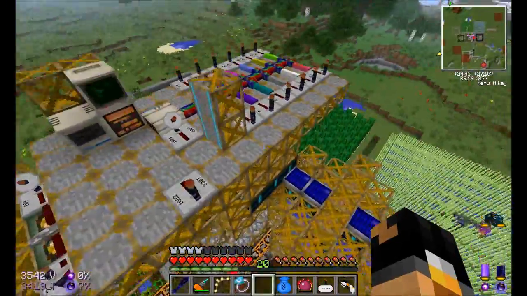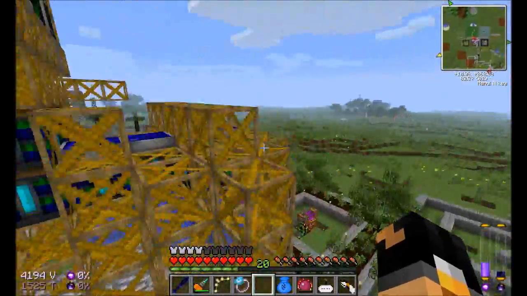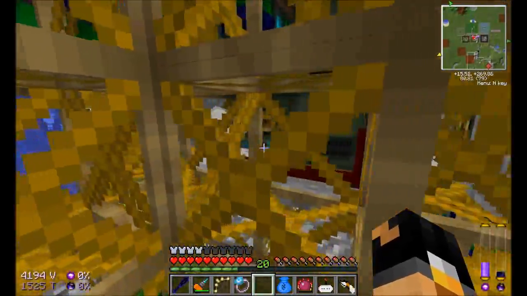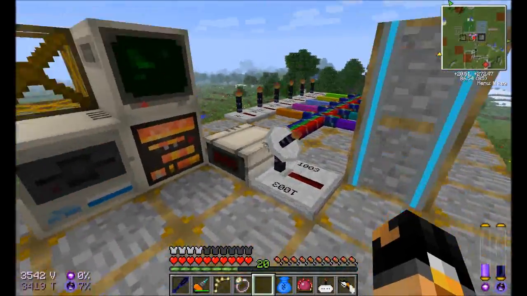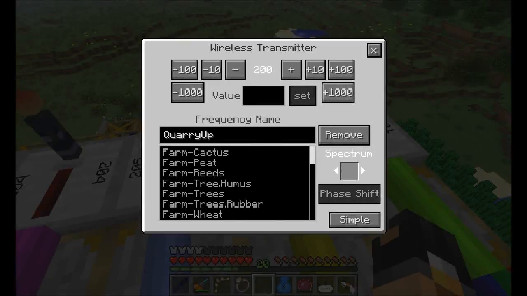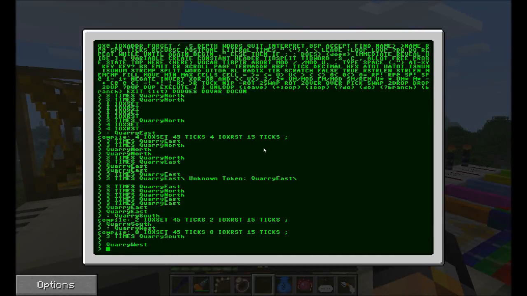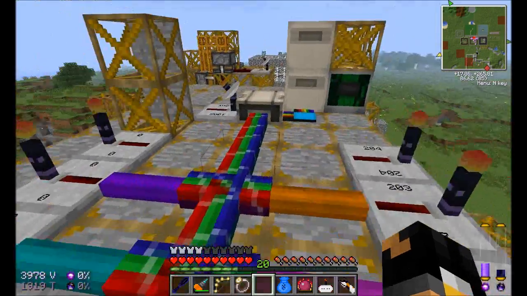It's good. It's fine. And that one is all good as well. Beautiful. Now for the up and down, it should be 16 and 32. Yeah, let's do quarry up first.